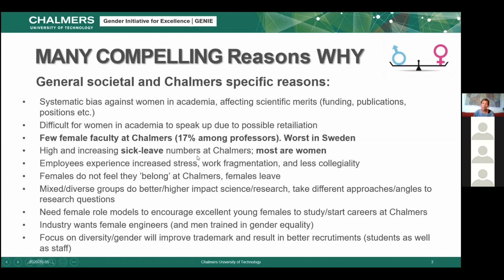And to reach that, we need to have role models that are female, and industry wants to have female engineers, and they want to have men that they know about gender equality. So we just need to focus on improving everyone's knowledge so we can hire the best people and keep them.